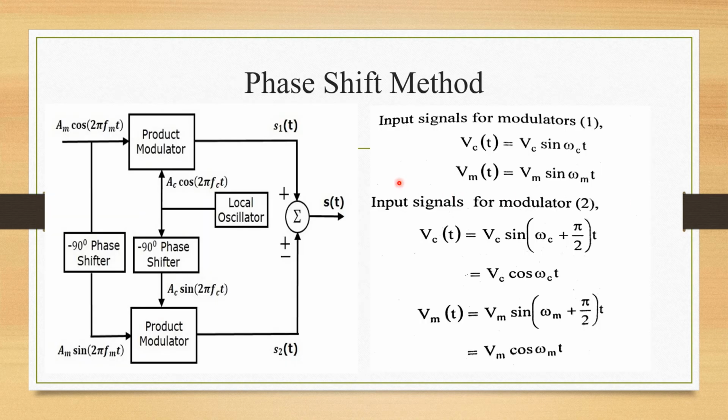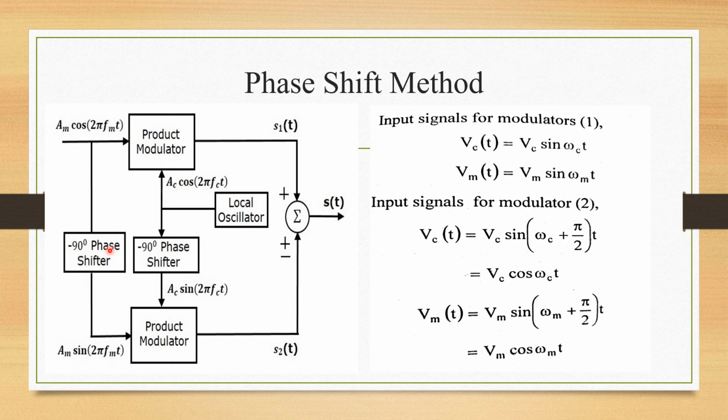So the next method is going to be the phase shift method, or phasing method. The phase shift method avoids the disadvantages of the filtering method, where a sideband filter with a narrow transition band is required and it cannot be used at very low or very high frequencies.